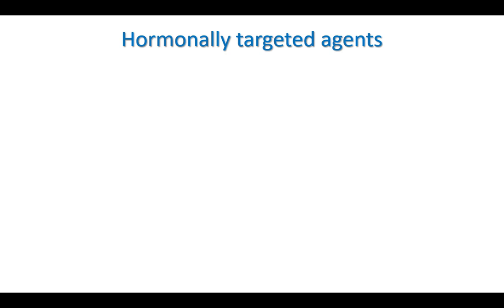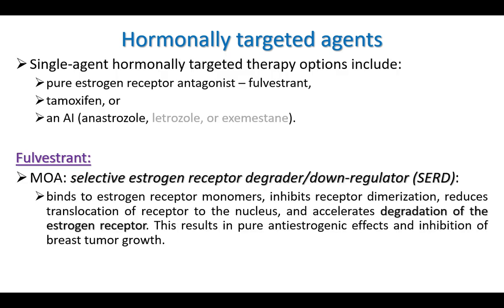Fulvestrant is an estrogen receptor degrader, downregulator. So it accelerates the degradation of the estrogen receptor. And it is used in advanced breast cancer who are ER positive.